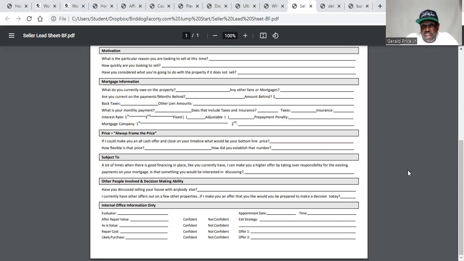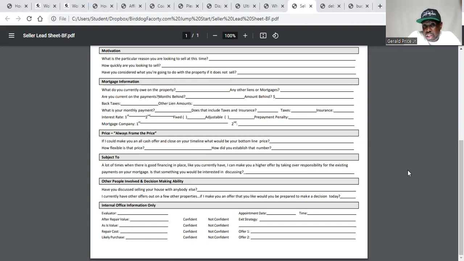But that's not necessarily what it means. Fundamentally, it just means that my offer is subject to a set of conditions. So a lot of times when good financing is in place, like you currently have, I can make a higher offer by taking over responsibility for your existing payments on your mortgage. See, that's how you deliver that conversation.